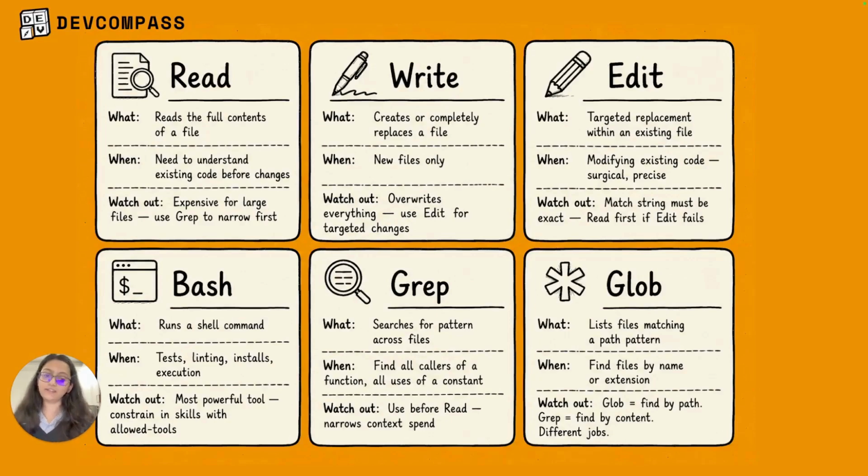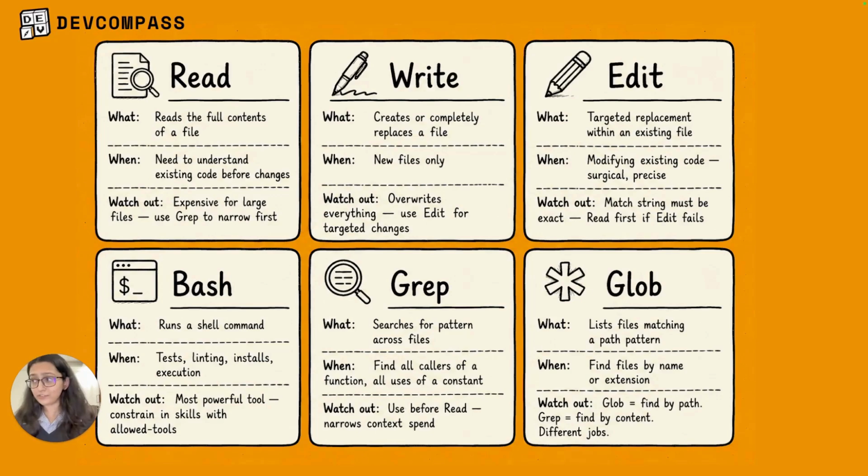Fifth card is grep. It searches for a pattern across files. Use it when you need to find where something is used. All callers of a function, all files that import a module, all uses of a specific constant. Much more efficient than reading every file. It returns file names and line numbers. So you can use grep to narrow before you read, like we already discussed.